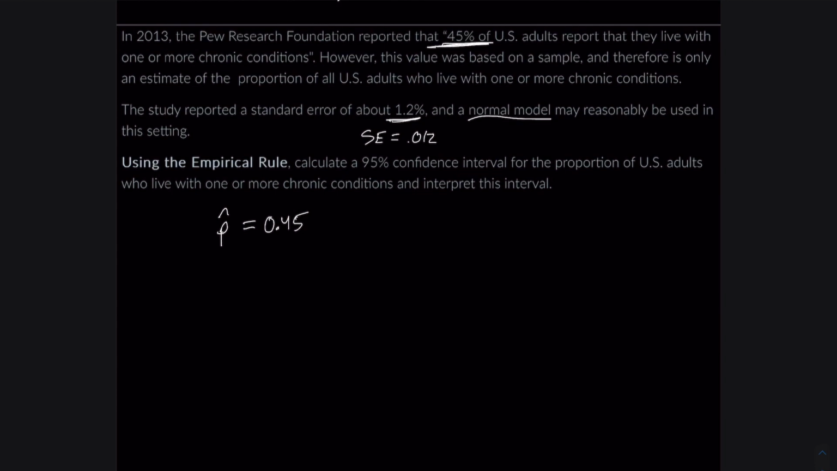And then if you remember, we need to calculate the confidence interval, so that'd be P hat plus or minus Z star times the standard error. And it tells us in this problem the standard error equals 0.012, so we already know that part. And then it's a 95% confidence interval, so that means Z star equals 2.